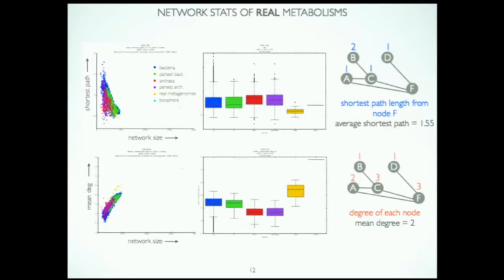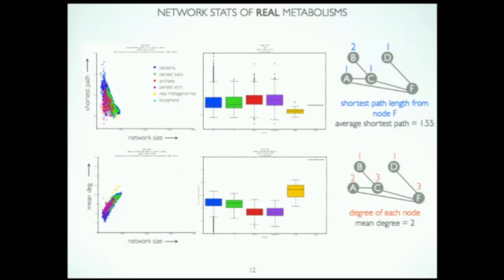And then if you do this for every possible combination of nodes in your network and you average it, you get a single number. And you get one of those numbers for each of the 21,000 bacterial genomes that we analyzed, each of the 700 archaeal genomes, all the metagenomes, the biosphere, and then we plot it right here. And if you notice, everything kind of lumps together. There's no clear distinguishing shortest path for either the individual genomes or the metagenomes.